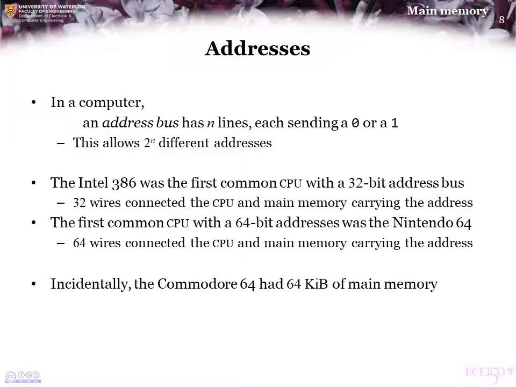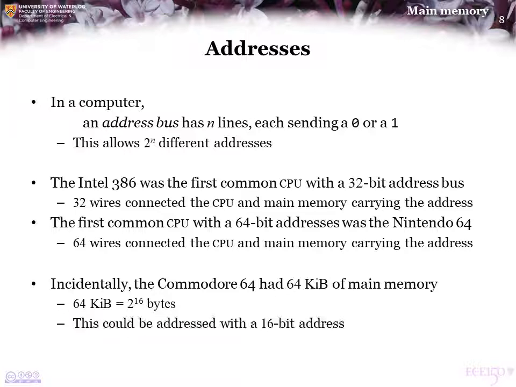There is another computer you may have heard of called the Commodore 64, but it was called a Commodore 64 because it had a total of 64 kilobytes of main memory. Well, 64 kilobytes is 2 to the 16 bytes, and consequently, the Commodore 64 could have addressed all of its main memory using only 16 lines with 16-bit addresses.